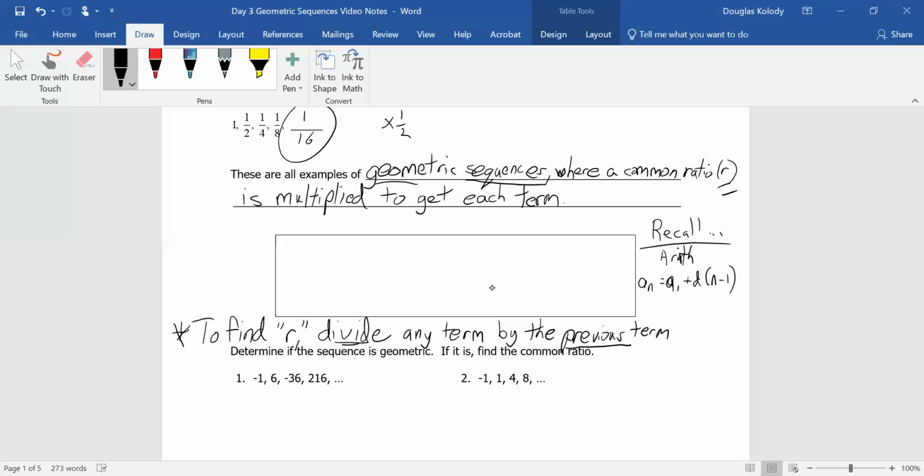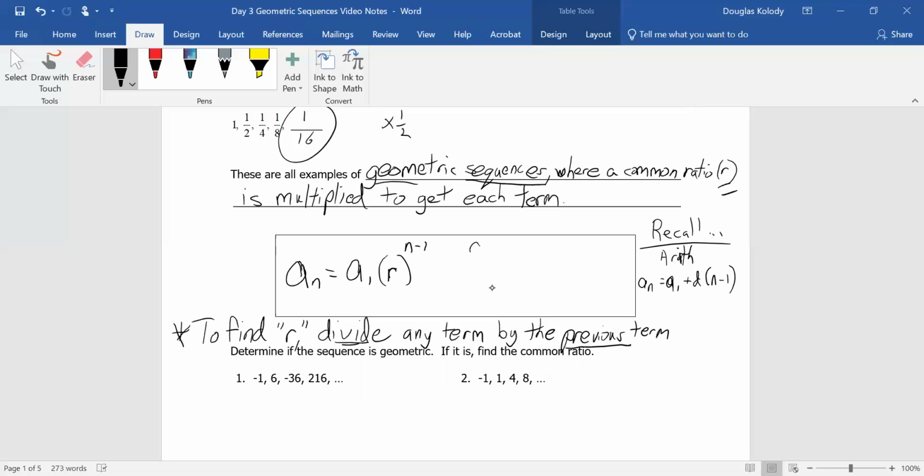So the formula for a geometric sequence is very similar. It's a sub n equals a sub 1. But instead of adding, we are going to be multiplying this time, times r. And r is the common ratio, raised to the n minus 1 power. Because think about this. How do you show repeated multiplication? If I wanted to do 2 times 2 times 2, I would say 2 to the third power. So you raise it to the n minus 1 power.